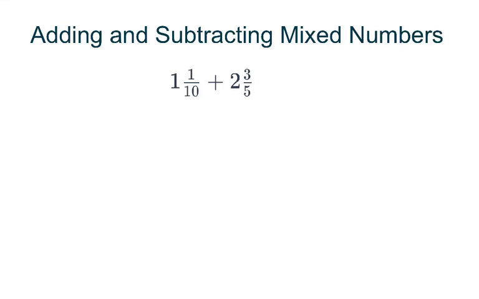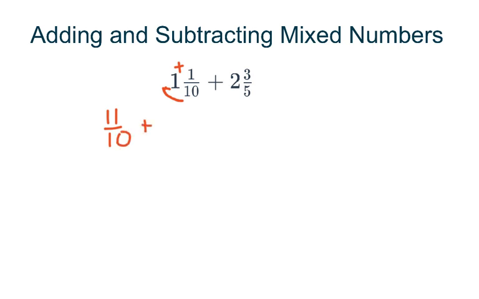Let's work with adding and subtracting mixed numbers now. Whenever you're working with mixed numbers, the most important thing is you have to change it to an improper fraction. To change this to an improper fraction, we're going to take the bottom number times the big number, which is 10 times 1, which is 10, and then add the top, which is 1. So this becomes 11 tenths.